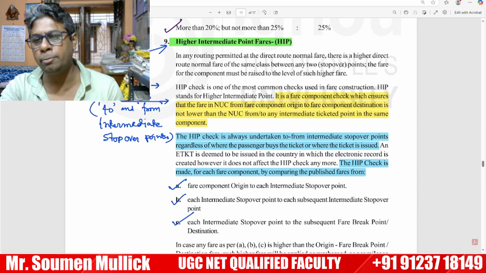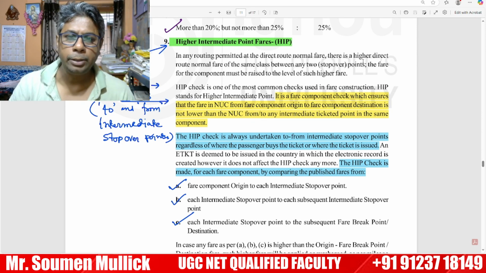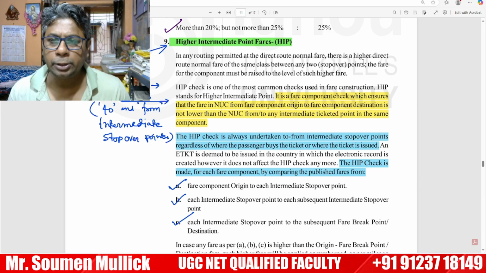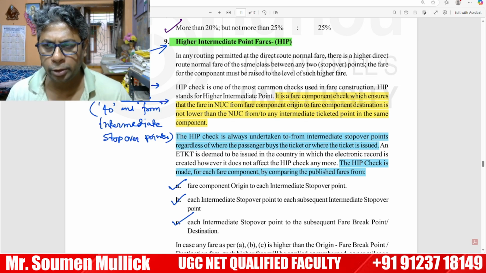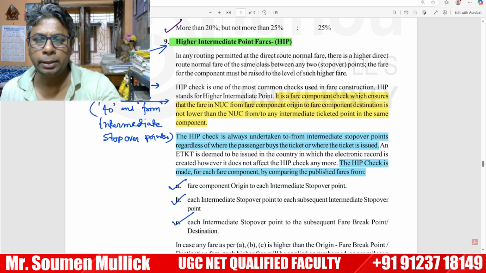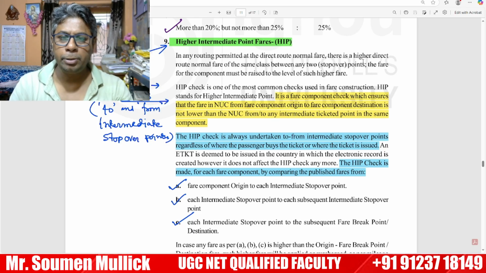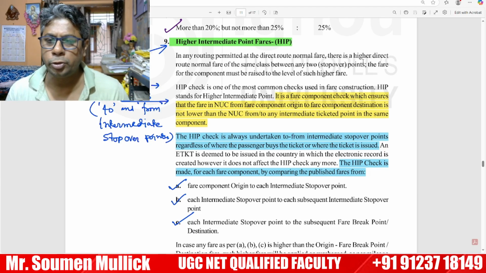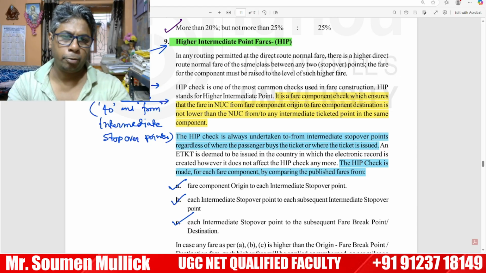Higher intermediary point fare is another important issue. In any routing permitted at the direct route normal fare, if there is a higher direct route normal fare of the same class between any 2 points, the fare for the component must be raised to the level of such higher fare. HIP check is one of the most common checks used in fare construction. HIP stands for higher intermediate point.